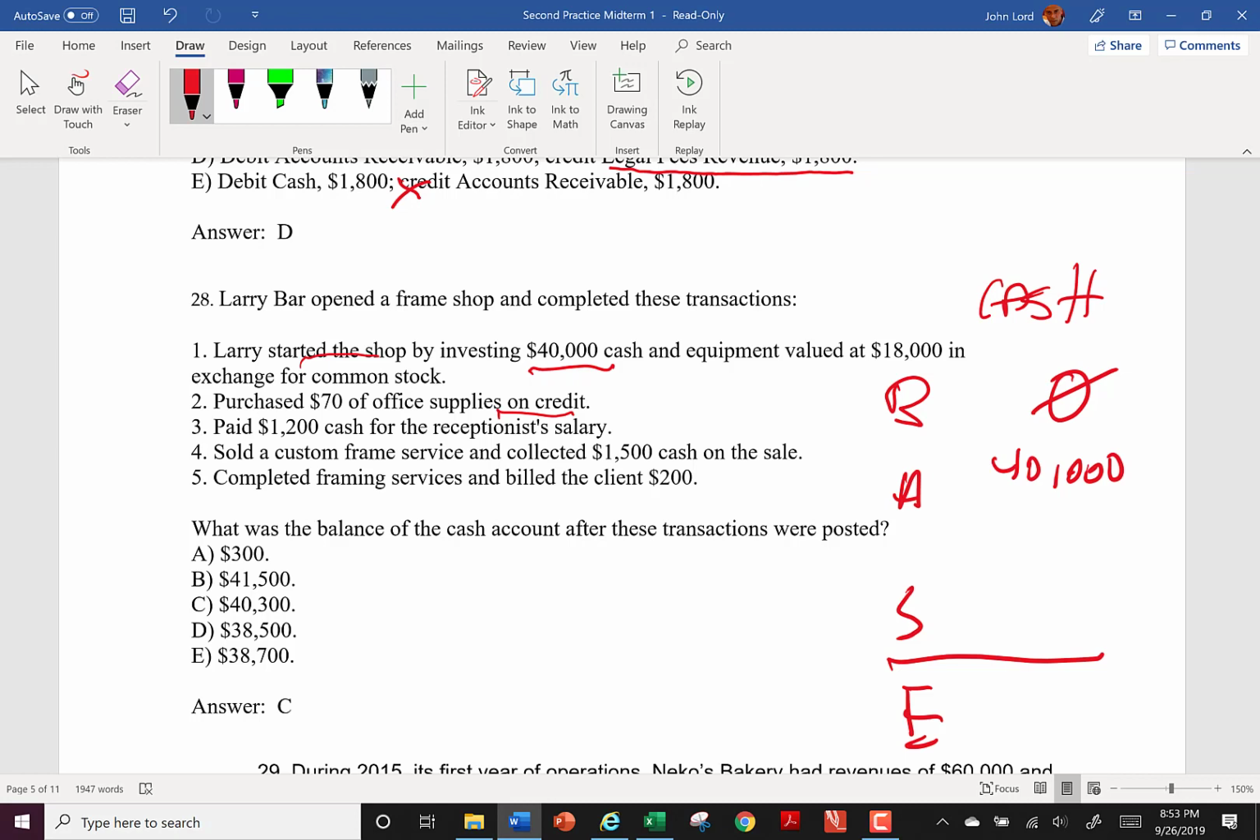Okay. Paid cash, 1,200. If you pay cash, does your cash go down? So that's a subtract. Sold a customer frame services and collected 1,500 cash. If you collect cash, does your cash go up?